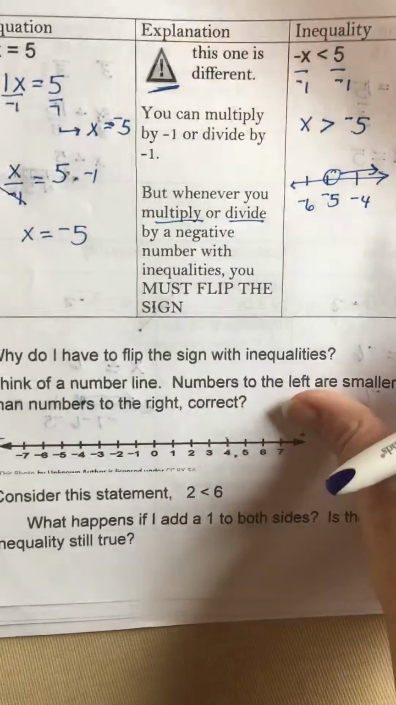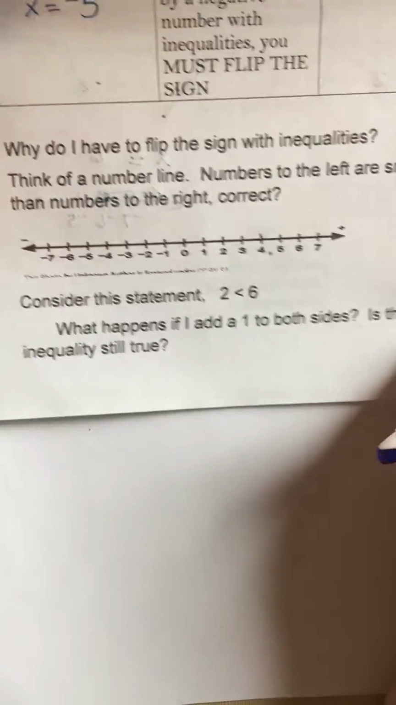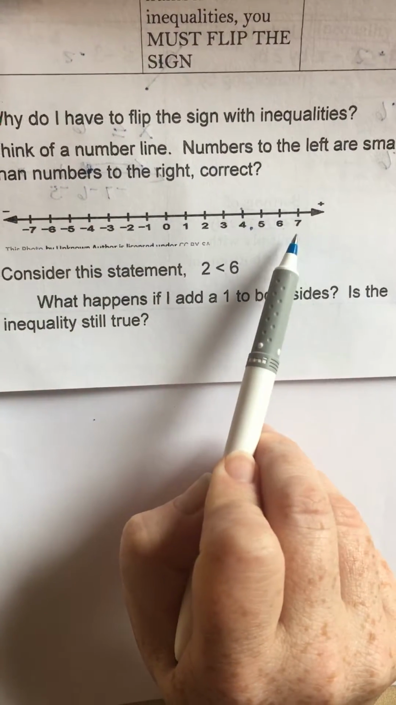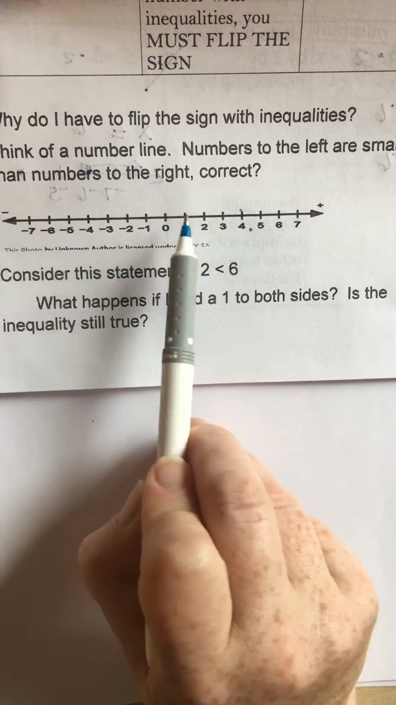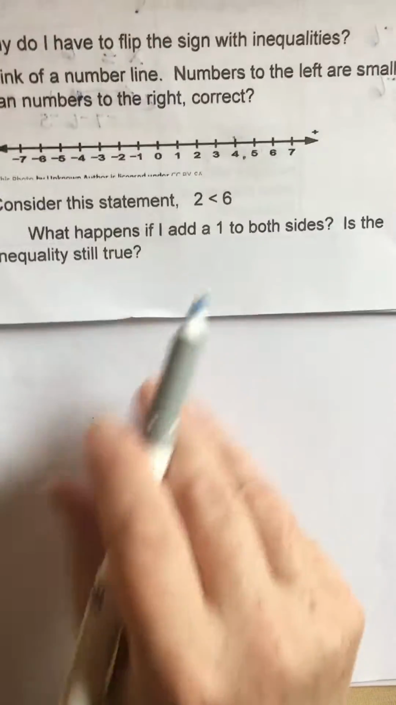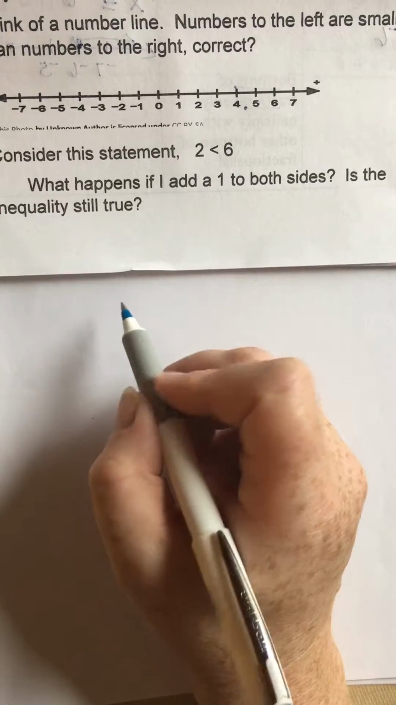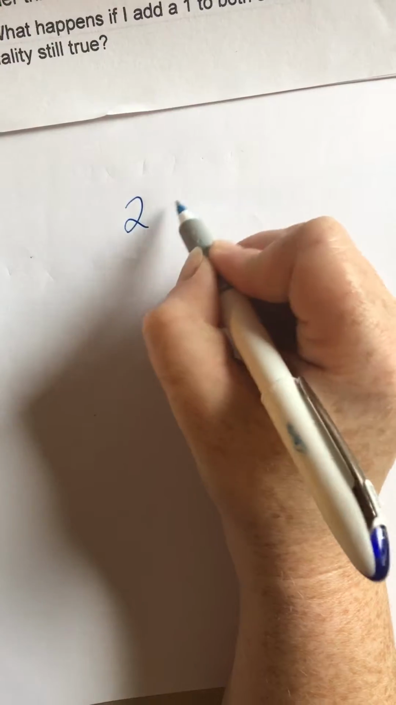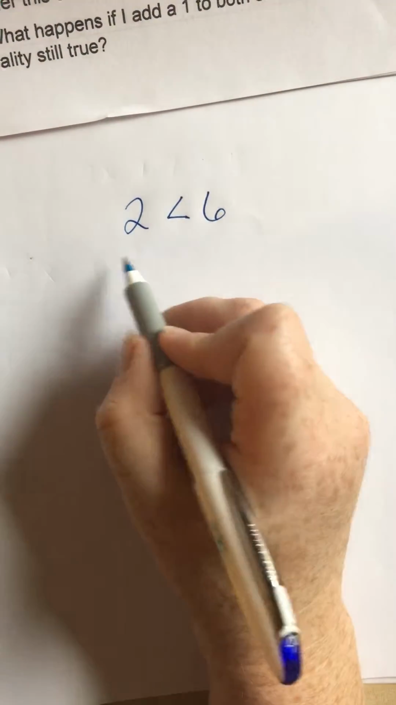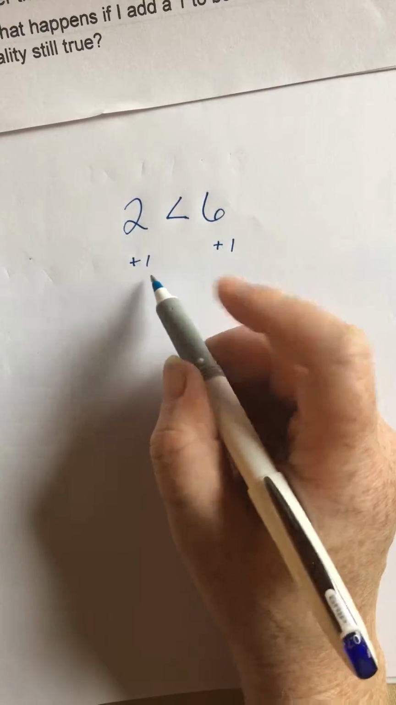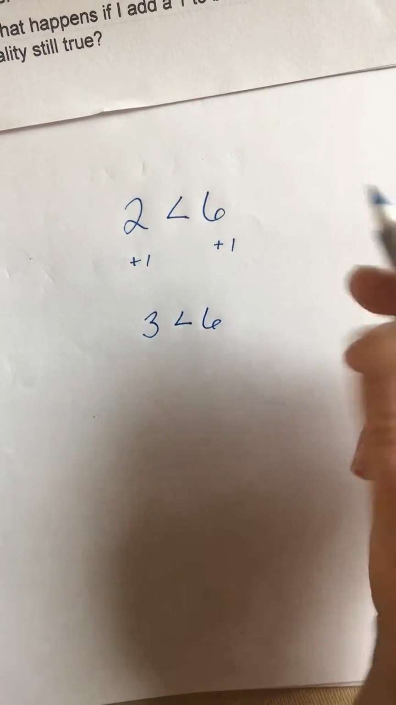Now, I'm going to explain why this happens. And what happens here is this. So think of a number line, all right? The numbers on the left are smaller to the numbers on the right. Agreed? I agree. So 2 is less than 6. What happens if I add a 1 to both sides? So let's just go through that. 2 is less than 6. Well, if I add a 1 to both sides, now I have 3 is less than 6.